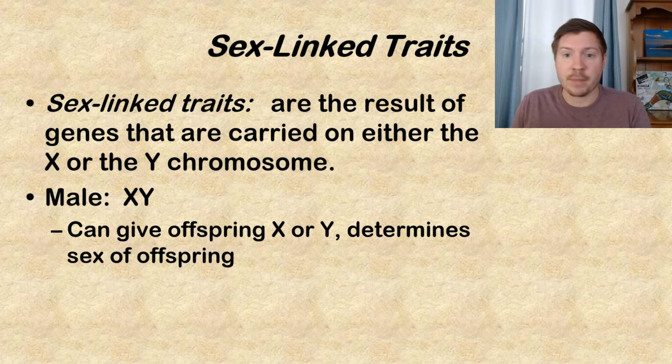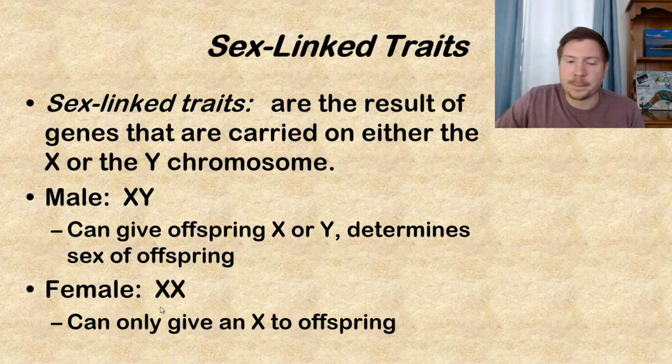So in humans, males are the sex determining individual. Okay, they determine whether the offspring is male or female. Females, on the other hand, are XX. So they have two copies of the X chromosome, so they will only give an X chromosome to the offspring, and it will be one of those two.